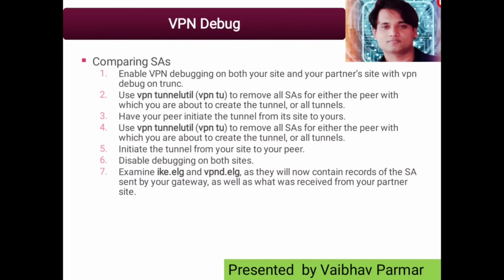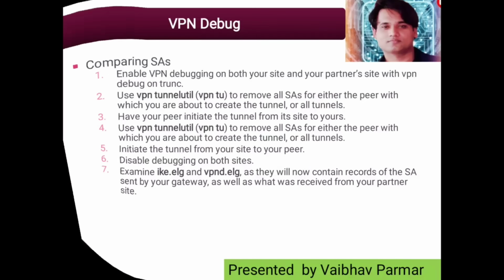Number 3, have your peer initiate the tunnel from its site to your site. Number 4, use vpn tunnelutil to remove all SAs for either the peer with which you are about to create a tunnel, or all tunnels. Number 5, initiate the tunnel from your site to your peer. Number 6, disable debugging on both sites. Number 7, examine IKE.elg and VPND.elg, as they will contain a record of the SAs sent by your gateway as well as what was received from your partner site.